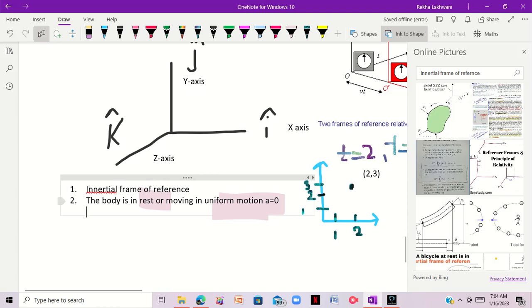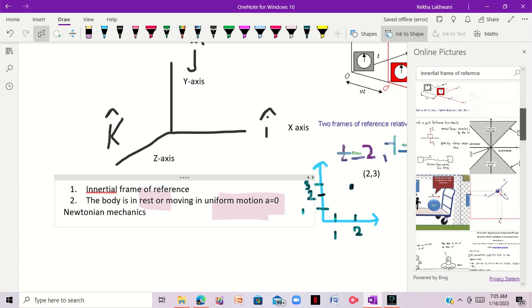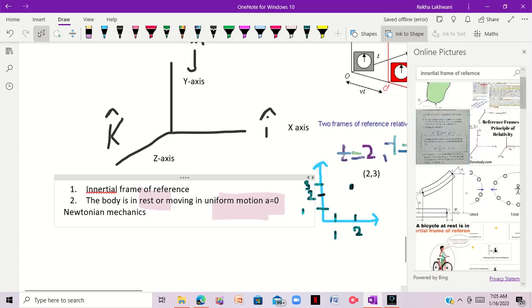This is valid in Newtonian mechanics. Basically, wherever the laws of Newton are valid, this inertial frame of reference is there. So we can say that the body is in equilibrium.